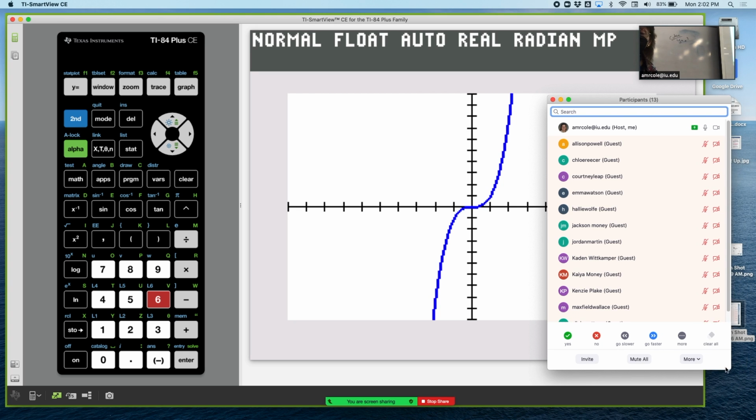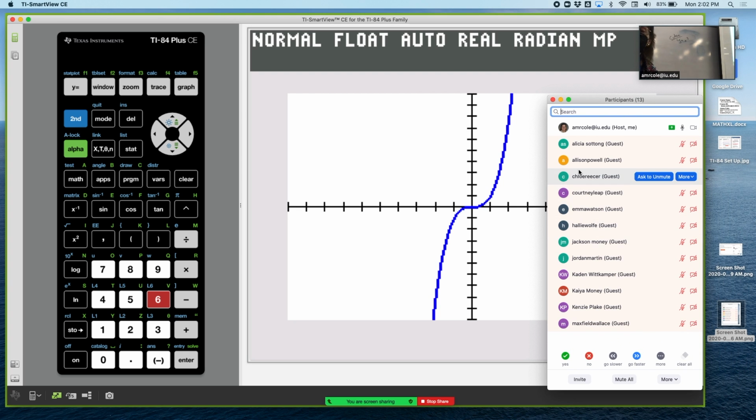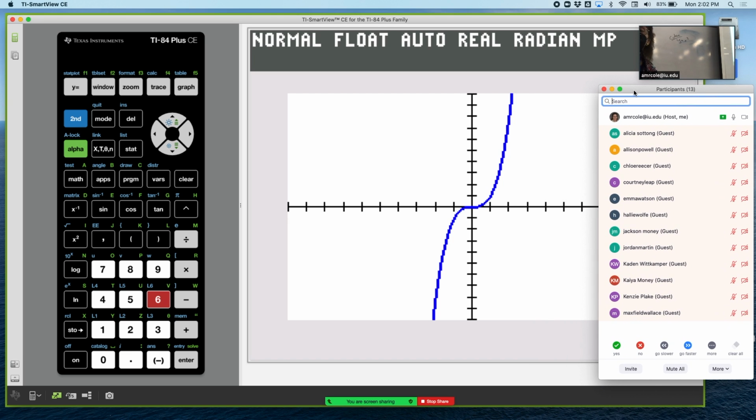Okay, so we've got an x to the third there now. So I call that a squiggly S-y thing. It's really a cubic equation, but right now it's our squiggly S-y thing.